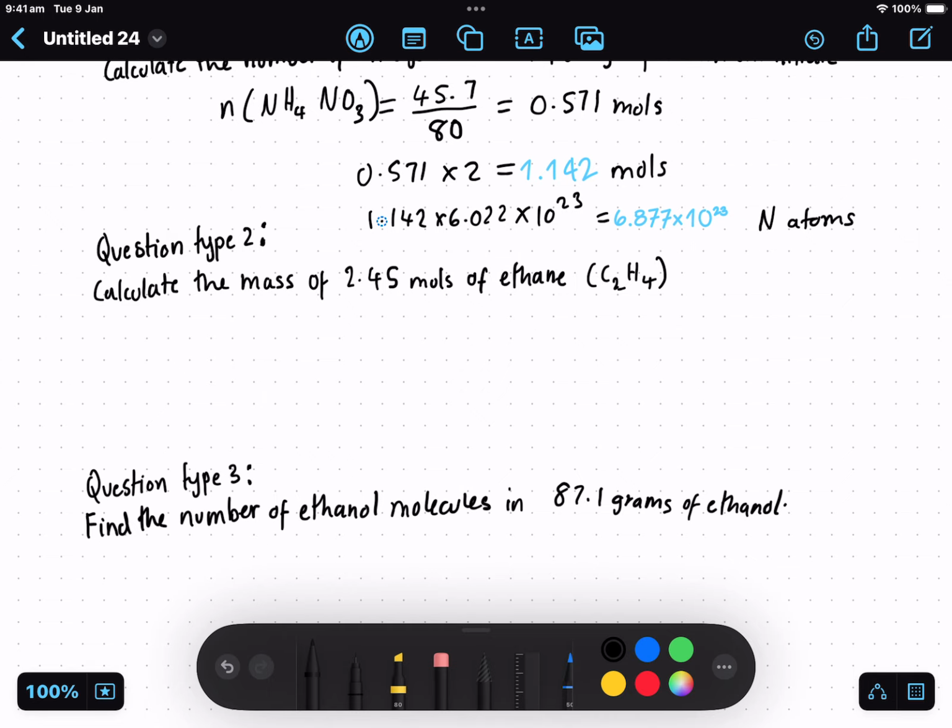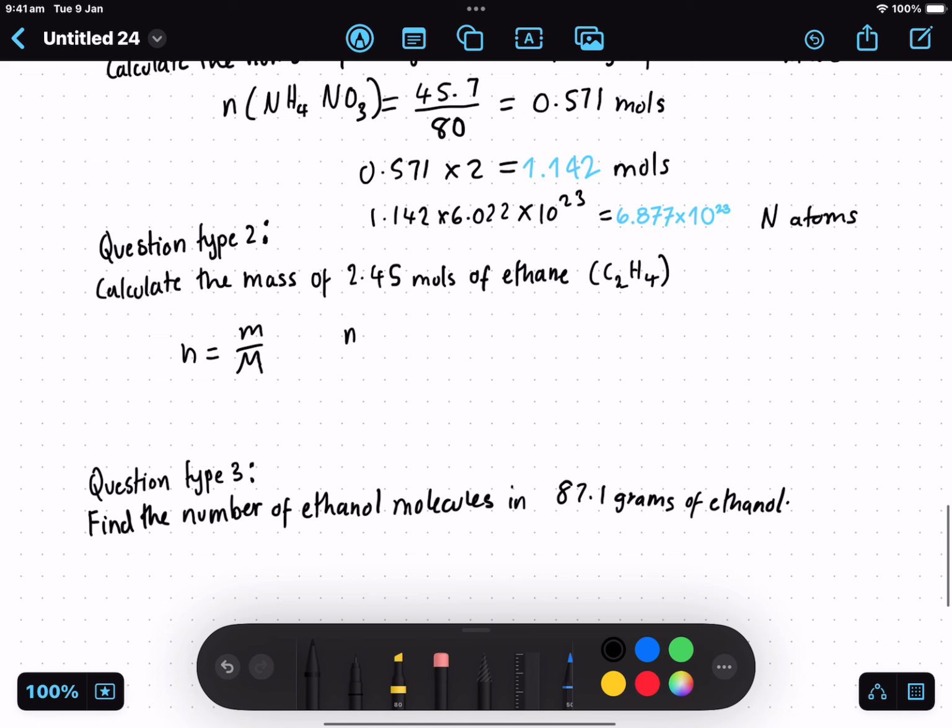Now question type 2. Calculate the mass of 2.45 moles of ethane. So we can use our equation. n is equal to m over big M. We have to find the mass, so we have to separate out the mass. So mass is equal to n times M. Right?